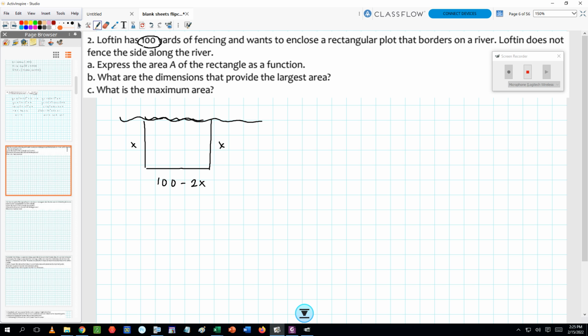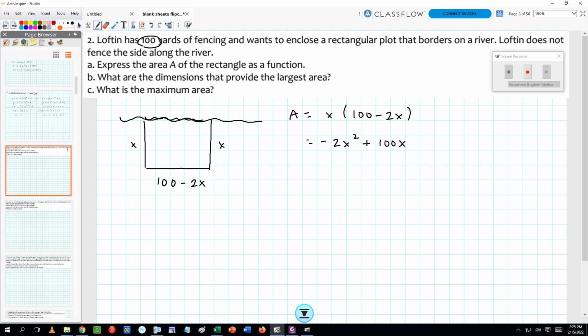Express the area A as a function. So you'd have length times width. And I'm going to go ahead and distribute. So there is letter A, where you have expressed it as a function.